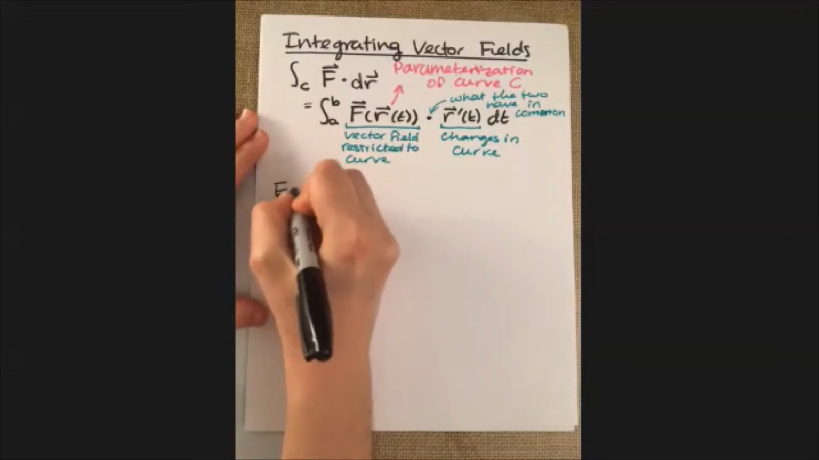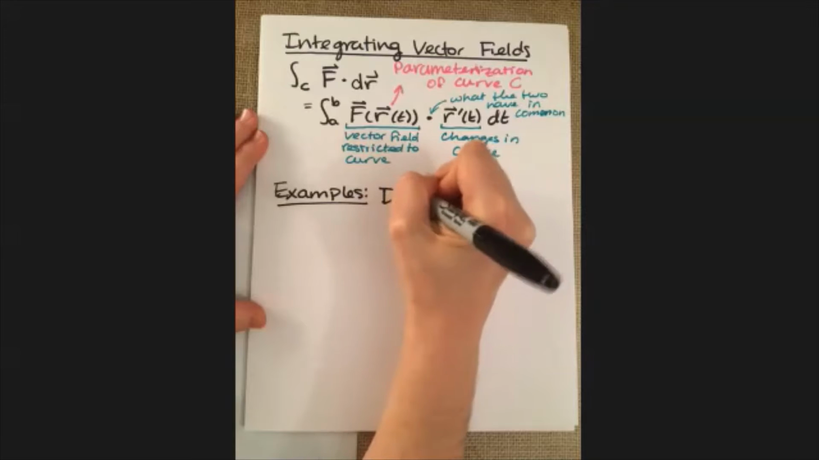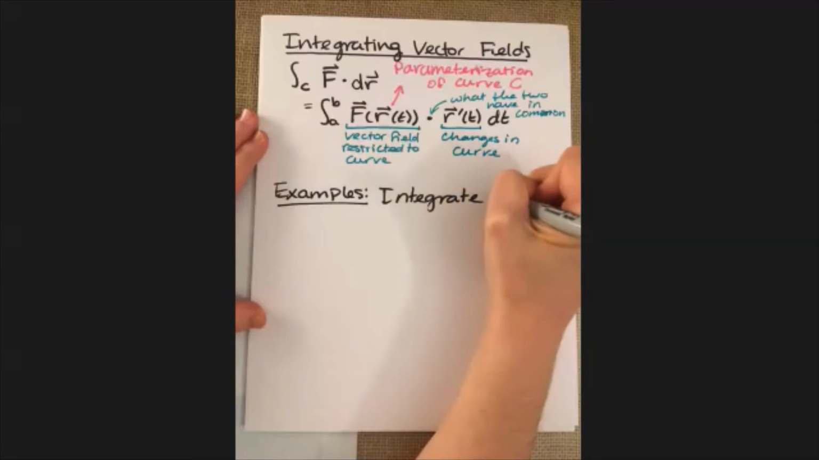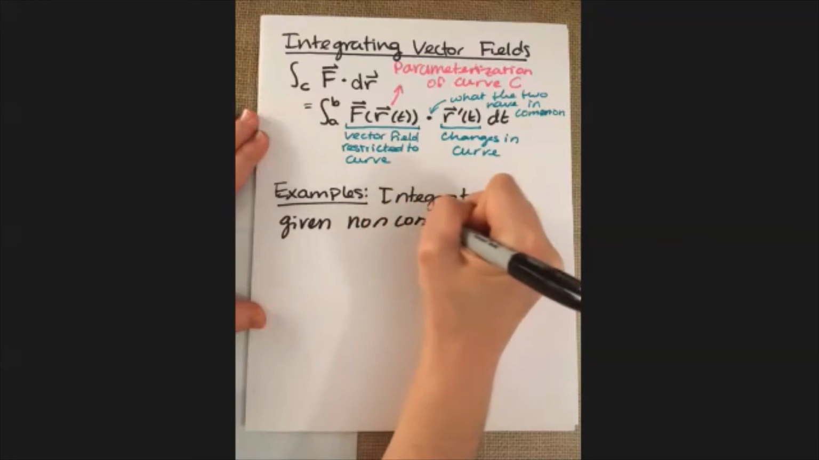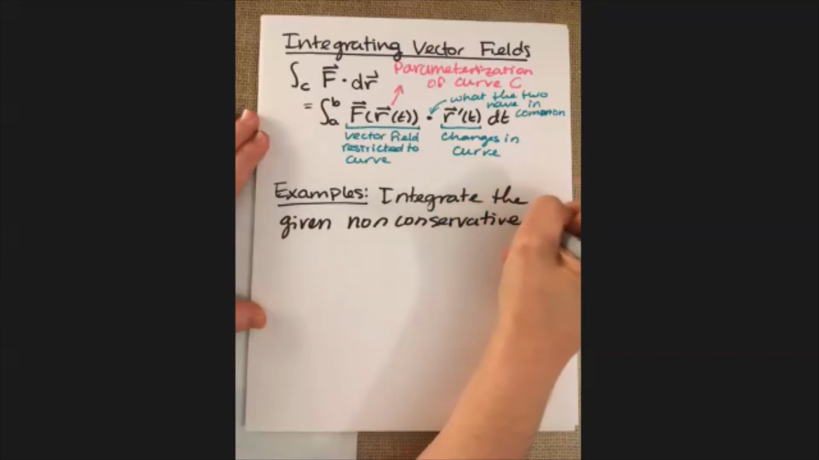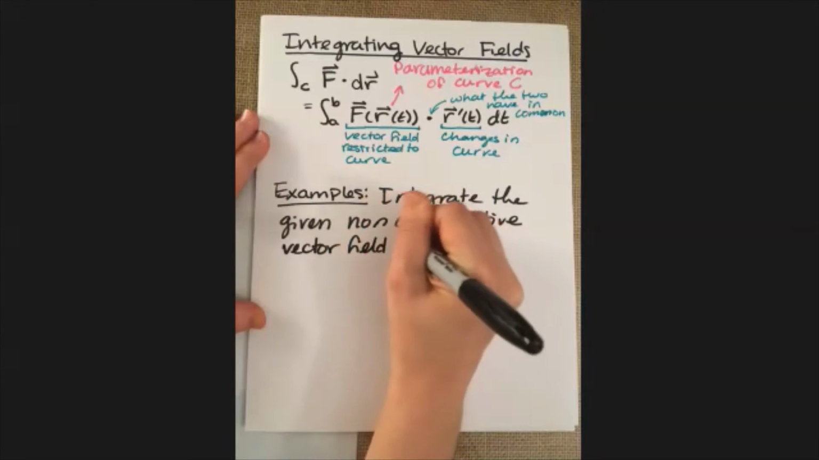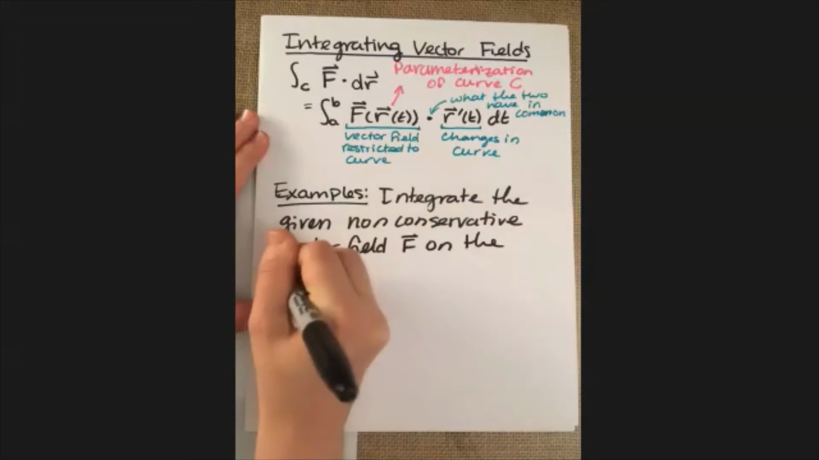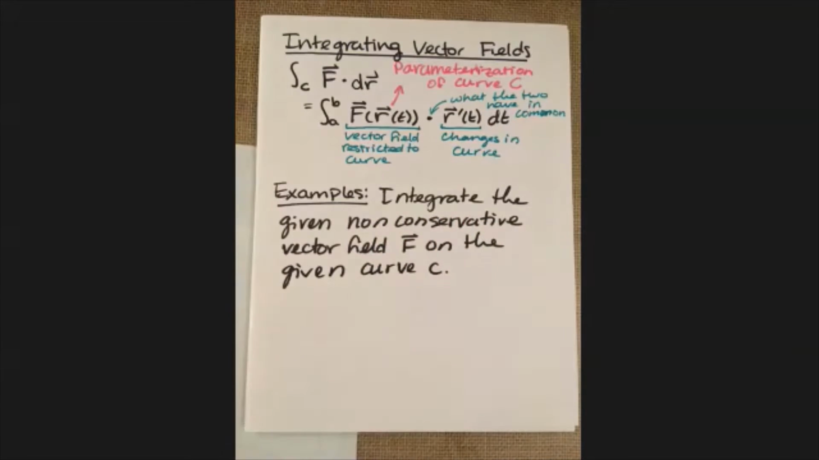In all of these, we will be integrating the given non-conservative vector field F on the given curve C. And I say non-conservative because I'm actually going to do conservative vector fields in my next video, and you'll see why those get treated separately when we talk about that in more detail then.